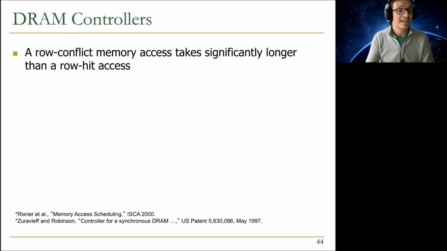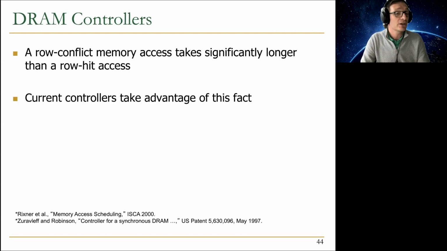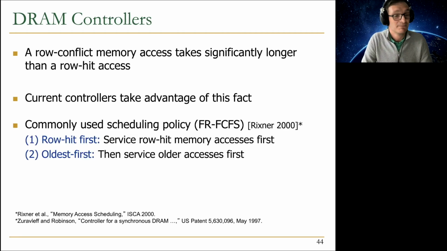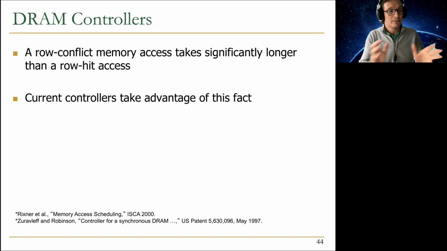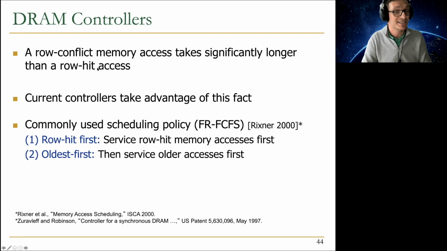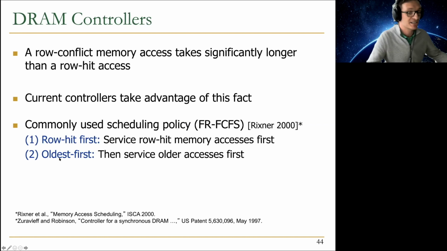So basically, a row conflict access takes significantly longer than a row hit access, as I showed you earlier. And current controllers actually are designed to take advantage of this fact. In fact, in single core controllers, this was the mindset. Because row hit accesses are much faster, prioritize row hit accesses over the other accesses. So there's a commonly used scheduling policy called first ready, first come, first serve, which prioritizes row hit accesses over others. And all else being equal, it prioritizes older accesses over others.